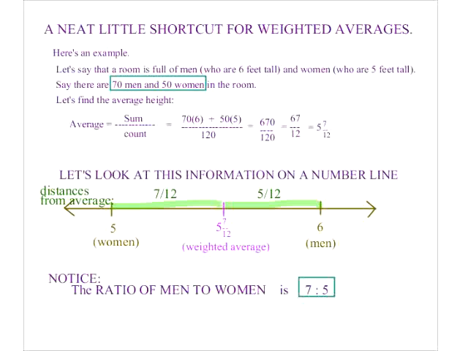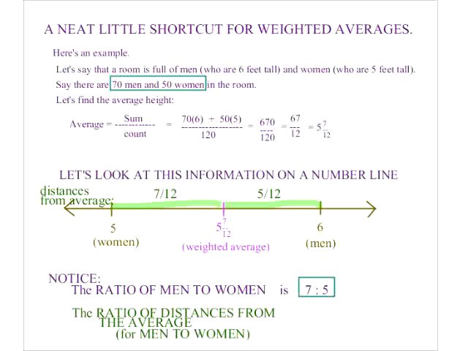The ratio of distances from the average, again for men to women, is exactly the opposite ratio. It's 5 to 7. The men's distance, notice you're not reading this from left to right, you're reading it men to women, is 5/12. The women's distance is 7/12. This is not a coincidence. It turns out it always, always, always happens this way.